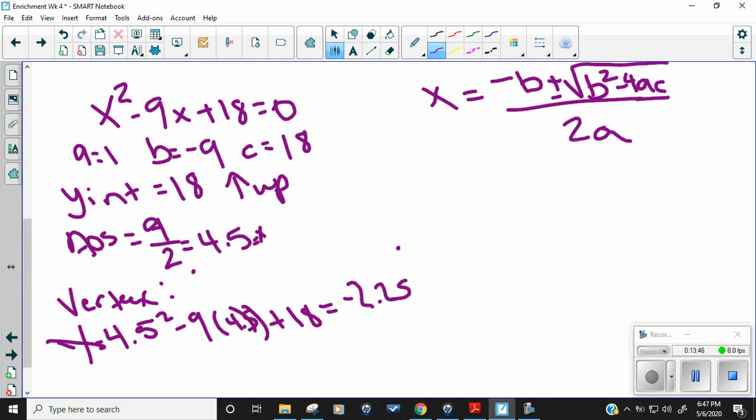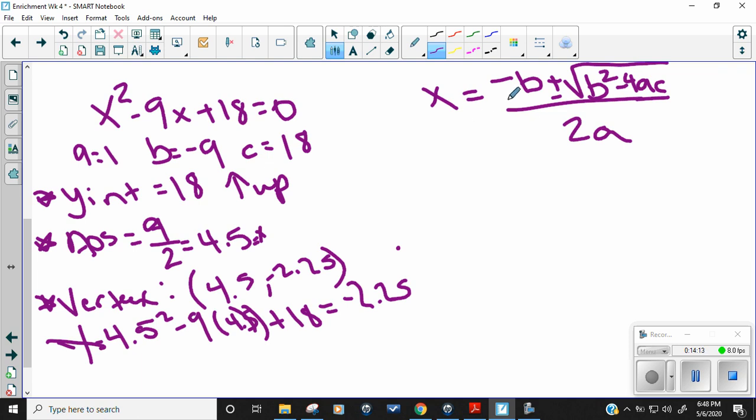So my vertex is 4.5, negative 2.25. So picture where that's at, and my y-intercept's 18, so it opens upward. That's a big long stretch for it to cross the y. Okay, so I have vertex, I have AOS, I have y-intercept. Now I need the x-intercepts.